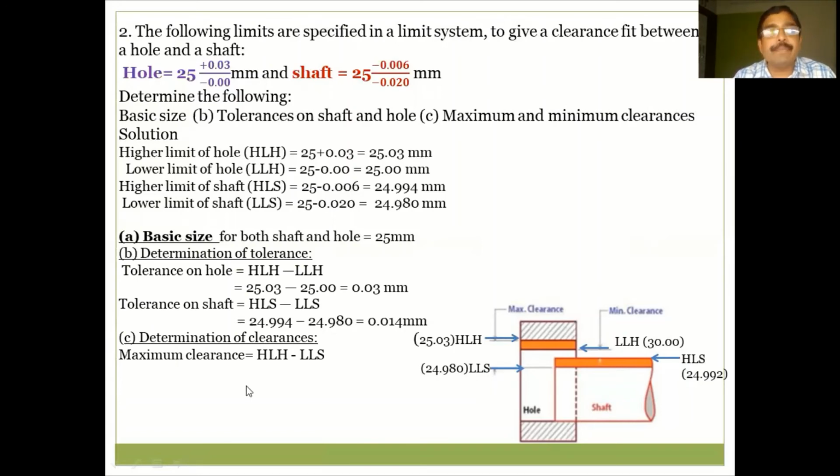So what is the higher limit of the hole? That is 25.03, and the lower limit for the shaft is 24.980. So my answer is 0.05 mm. In the same way, if you want to calculate the minimum clearance, again you can see the diagram. The lower limit of the hole minus the upper limit of the shaft will give you the minimum clearance.